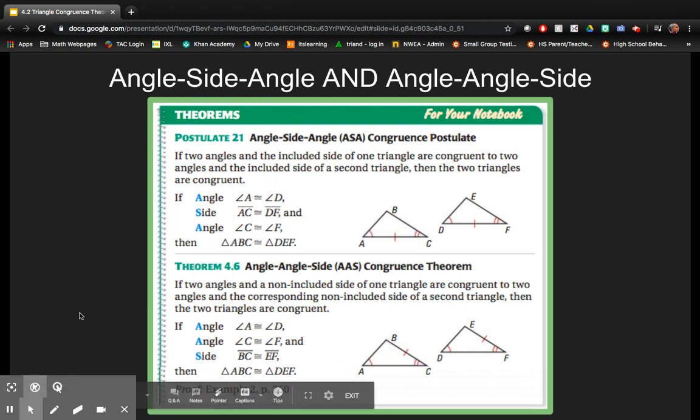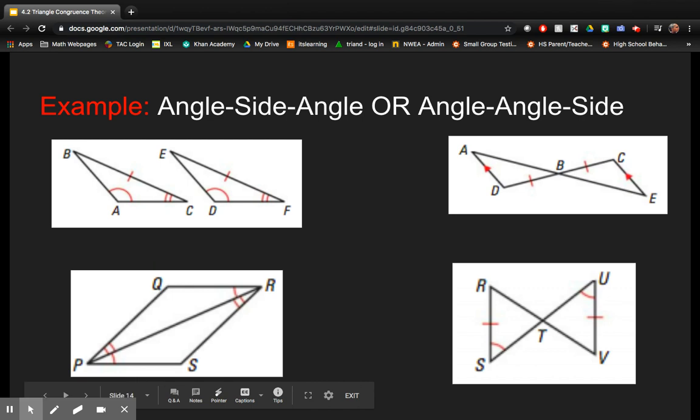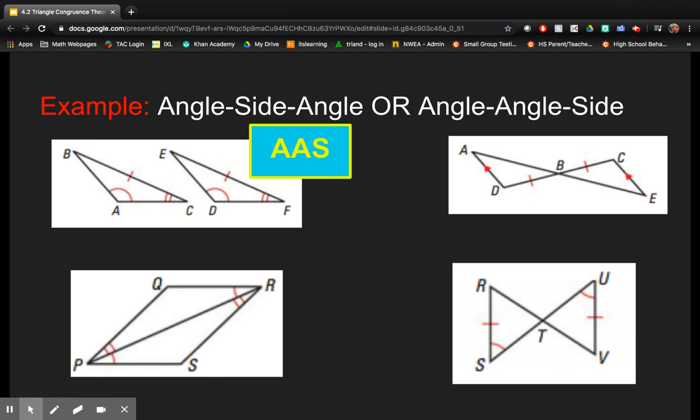Let's look at an example. Determine in the diagrams which of the following are proven with angle, angle, side or angle, side, angle. Let's look at the first picture. We see two angle markings and a side, two angle markings and a side. So we look at the angle markings and we decide, okay, is the side given between them? And if it's not, then it has to be proven with angle, angle, side. And you can see that angle, angle, side in that order.